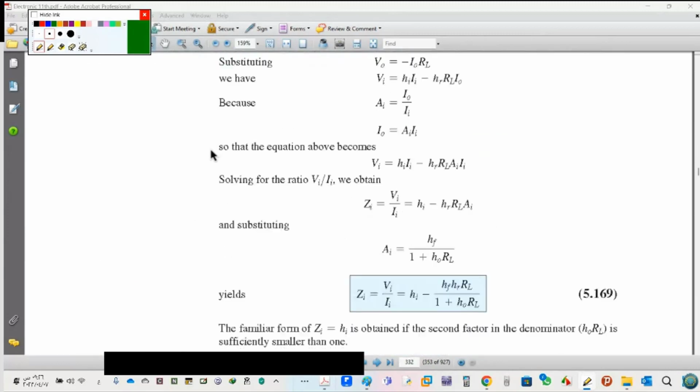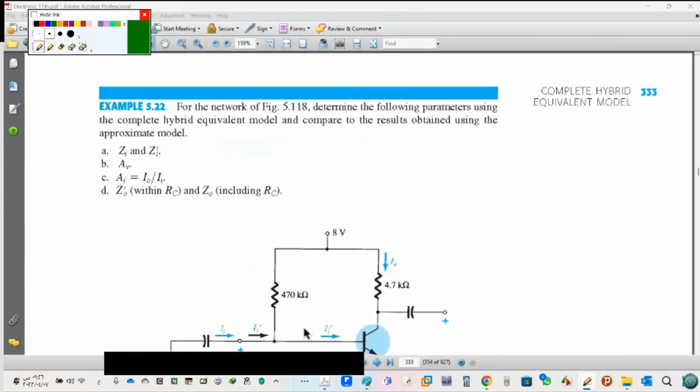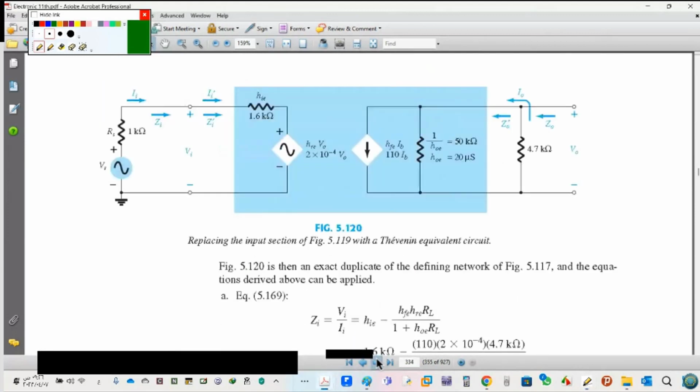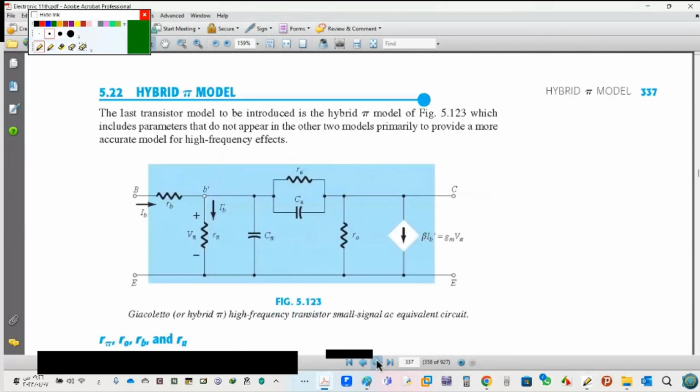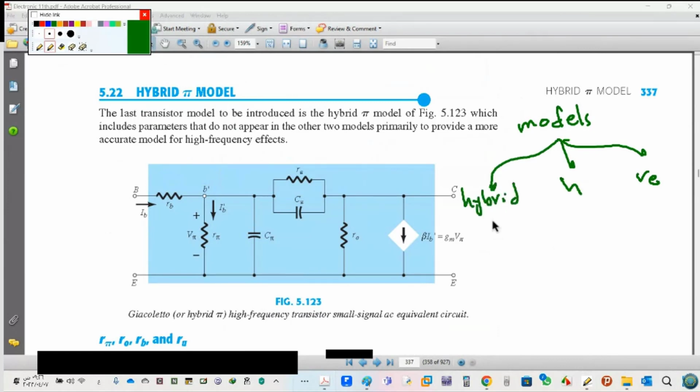Clear? Last thing for this chapter is something called hybrid pi model. So until now, for models, we have RE model, hybrid model, and this is the hybrid pi model.